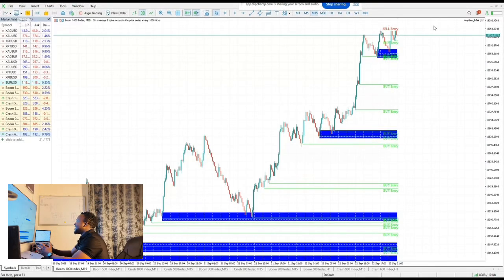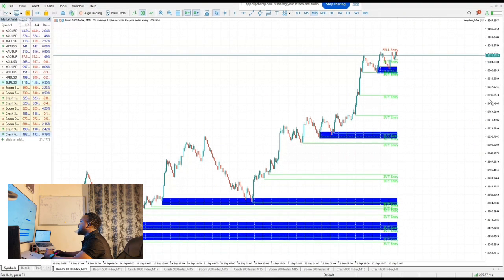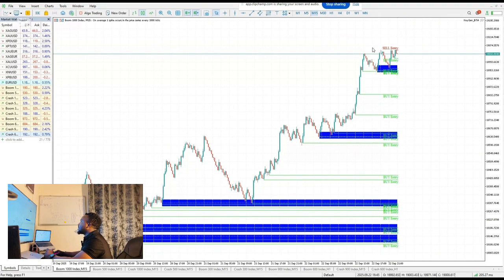Okay, as you can see guys, I've opened up my charts and we're currently looking at Boom 1000, and we're in our 15-minute time frame, and we have the indicator fully installed. As you can see, this indicator is currently giving us some buy entries and some sell entries, which I'm going to explain how exactly they form and how exactly you should trade them.